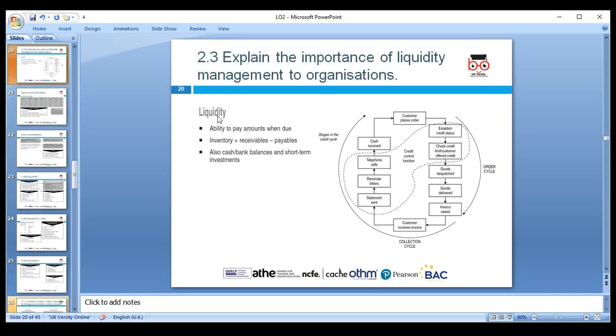Okay, then next we have 2.3, explain the importance of liquidity. Liquidity is very important. Liquid means anything near to cash, or anything which we can convert into cash. Inventory plus receivable days minus payable days shows the working capital cycle. So we can calculate the ratios based on these, and then we can decide, and also cash and bank balances and the short-term investment.